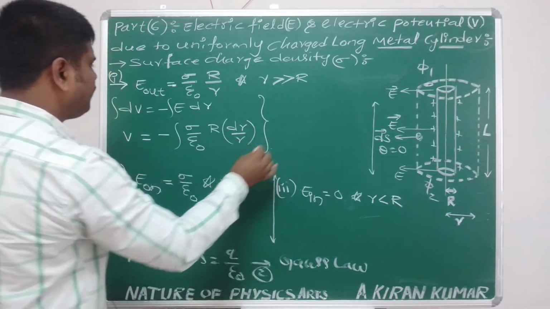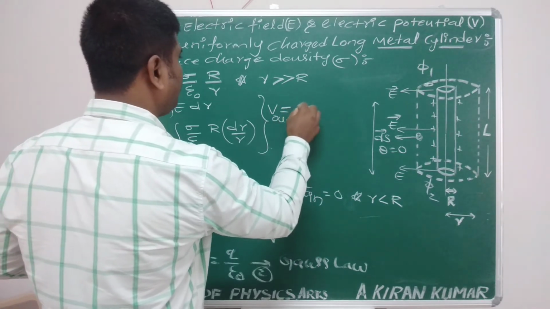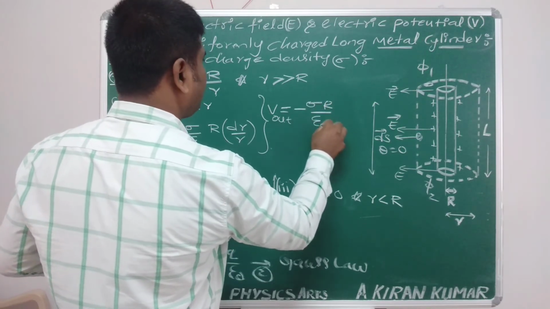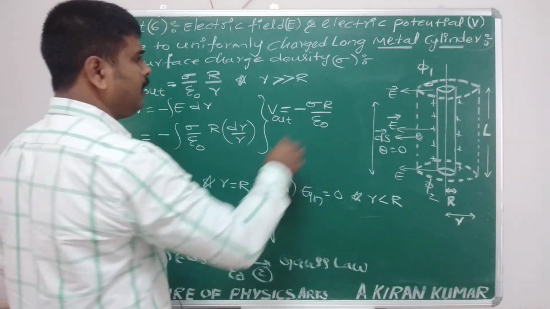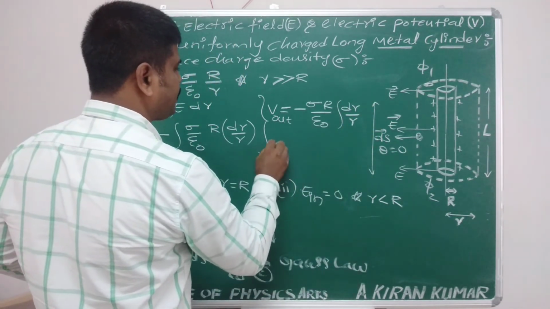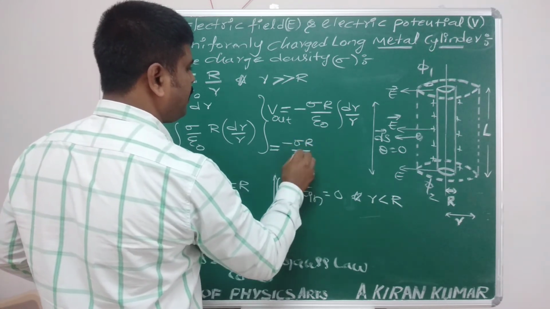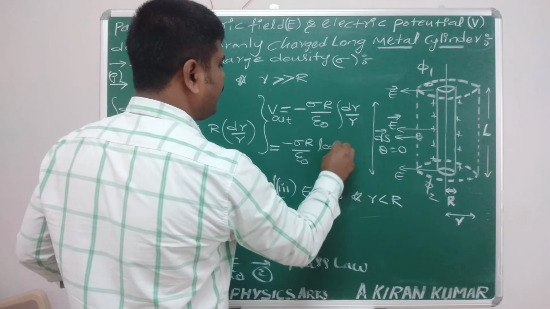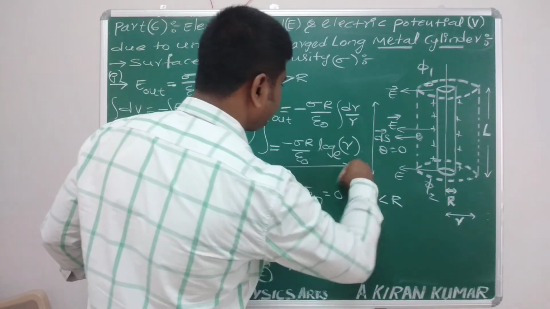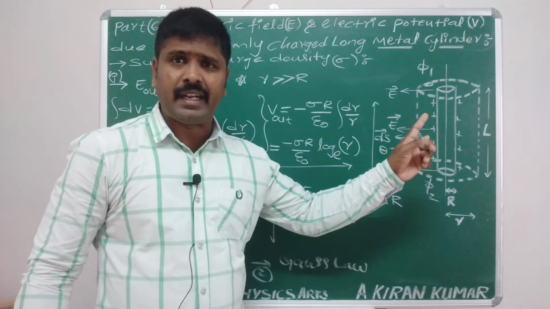Here we get V out equal to minus sigma R divided by epsilon naught, which is common, times integral dr divided by r. So V out is minus sigma R divided by epsilon naught times log base e of r. This is the answer for the electric potential outside the metal cylinder.